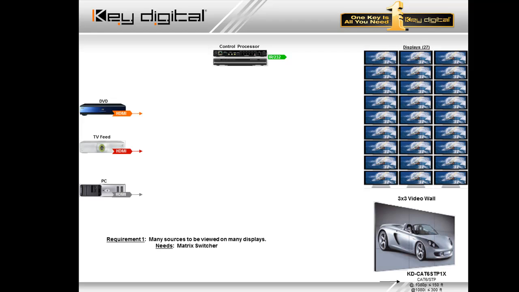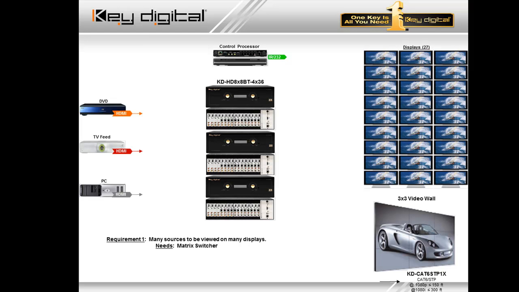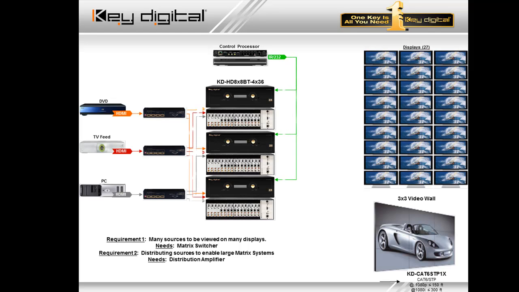What kind of matrix switcher I/O configuration are we going to use is the question, and that is going to be our KD-HD 8x8 BT as a 4x36 configuration. How is that possible? 4x36. Well, it relies on the distributing of those sources to the matrix systems to enable this large configuration. So let's go ahead and make that connectivity here, and now I'll take a second to explain it. 4x36, well, you know that the HD 8x8 BT is a product that is available in any configuration from 15x1 all the way up to 1x15 and vice versa.